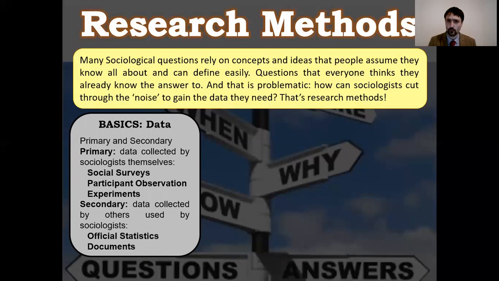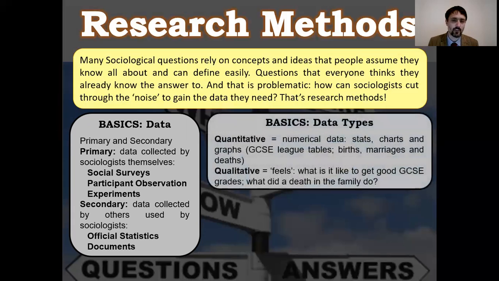And that goes back to what I was saying earlier about the questions that seem to have easy answers, but actually don't. The second way of looking at data is data type. So we've said there's primary data collected by sociologists and the secondary data that sociologists use is collected by other people. There's also quantitative data. That's my favorite. It's numerical data, stats, charts, and graphs. You know how much I love my charts and graphs and numerical data. Things like GCSE league tables, for example, which will be interesting this year. Again, births, marriages, and deaths related to COVID.